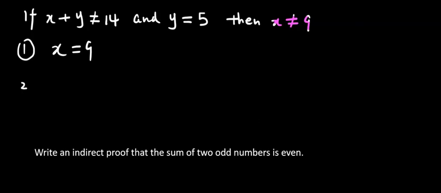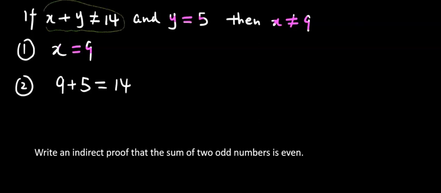Let's see what happened. If x is 9 and we're given y is 5, then x plus y is 9 plus 5. That is 14. However, we're given right here x plus y cannot be 14. Now we can say the desired conclusion, x is not 9, must be true. Why? Because the contradiction proves the temporary assumption is false. x plus y is 14 if we say x is 9. Okay, that's how we use this.